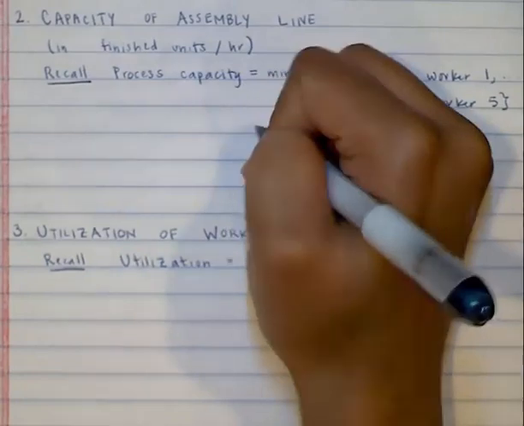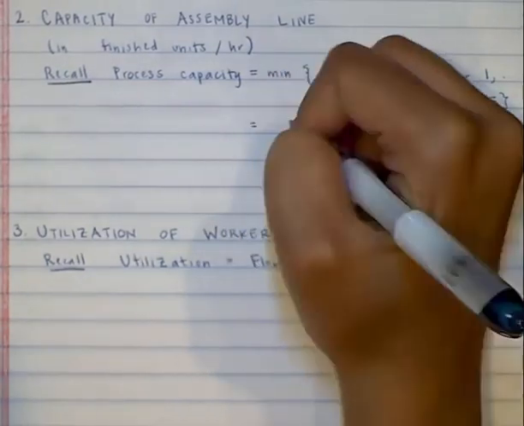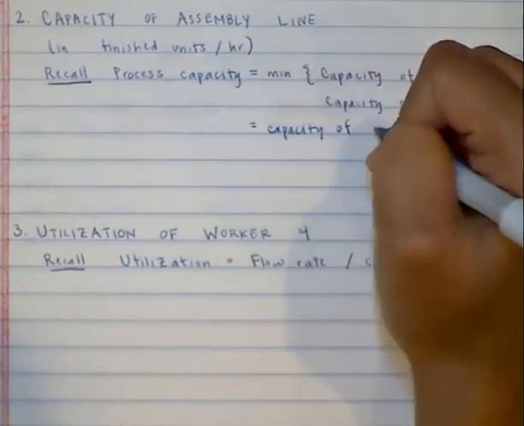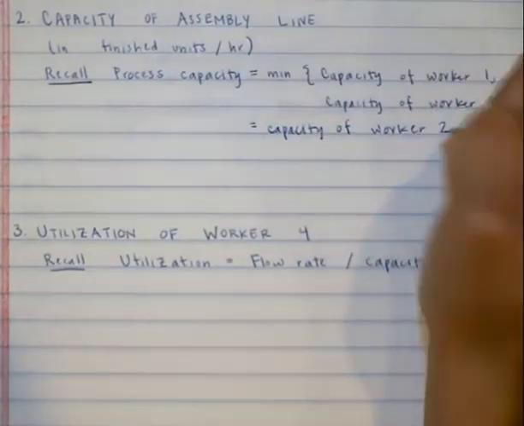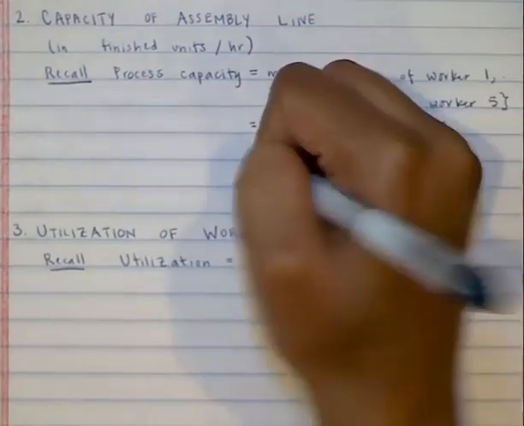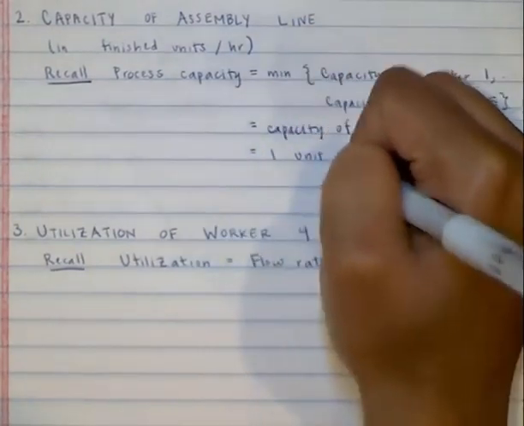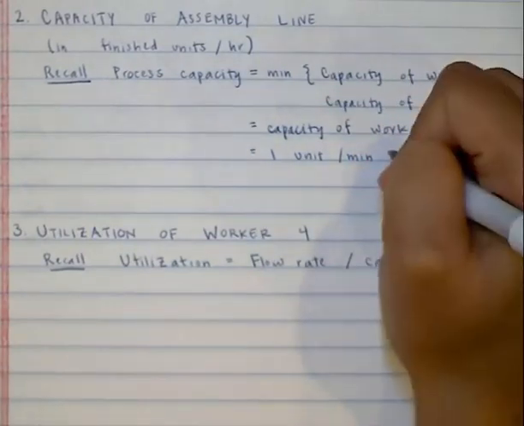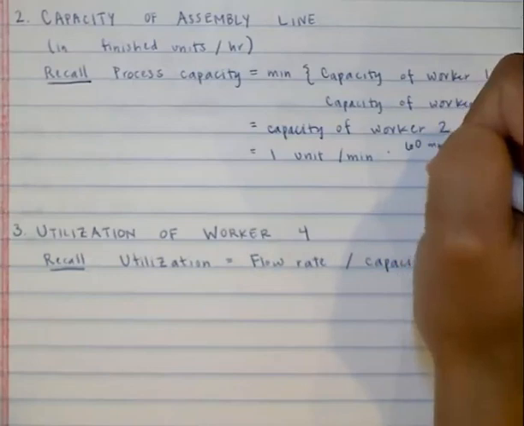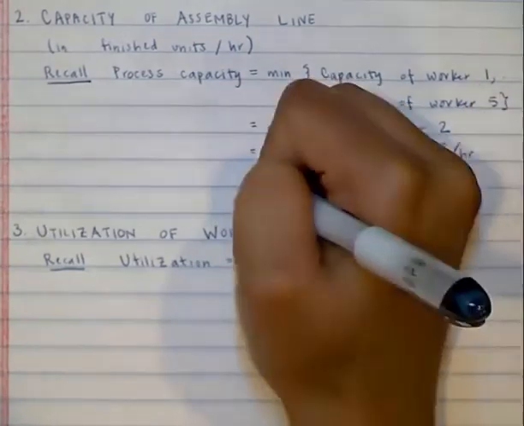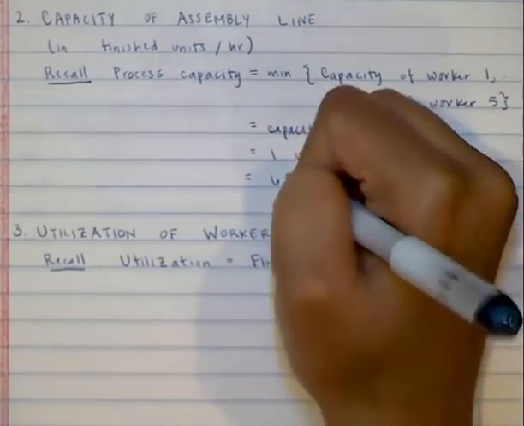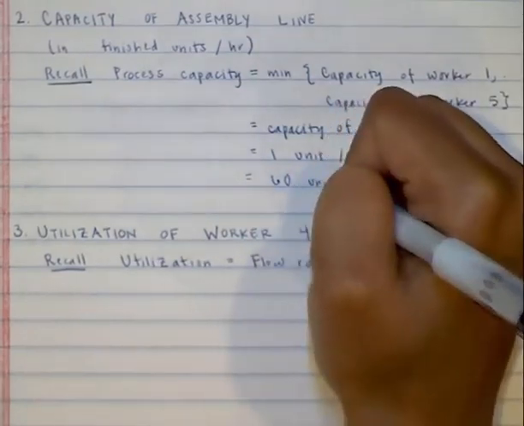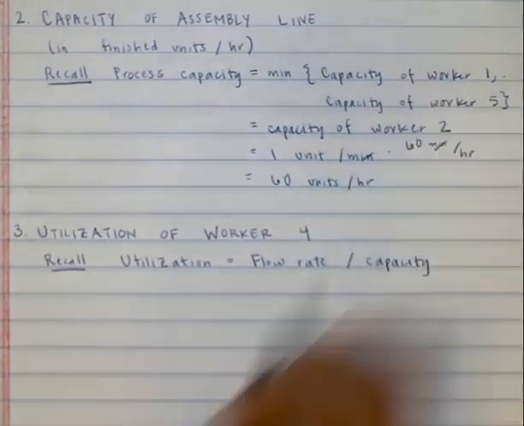We know from the previous question that the smallest capacity is the capacity of worker 2. And we found that this was 1 unit per minute. Simply multiplying this by 60 minutes per hour gives us 60 units per hour. So the answer to question 2 is simply 60 units per hour.